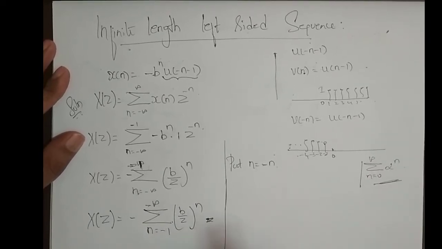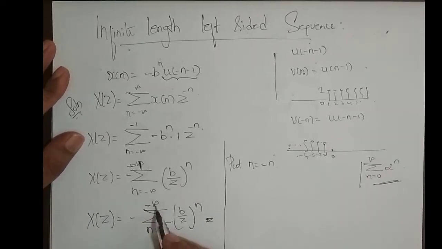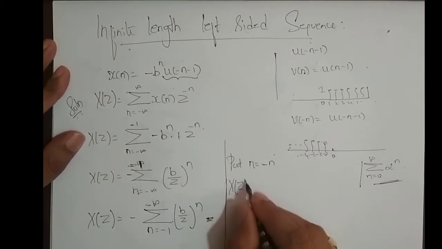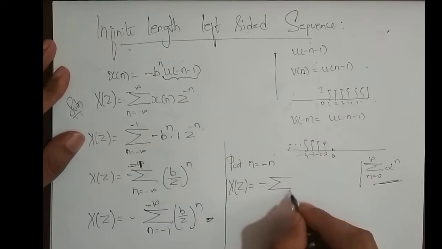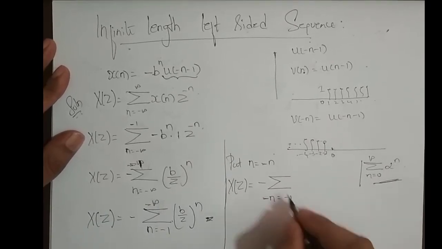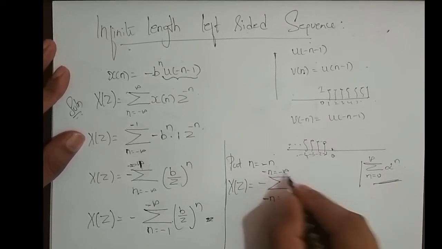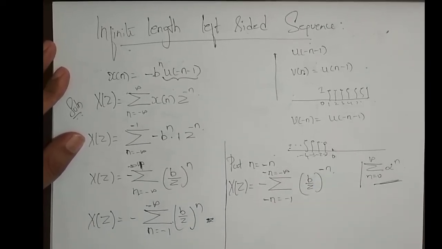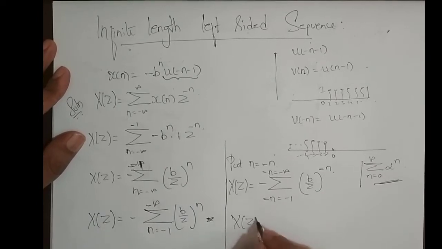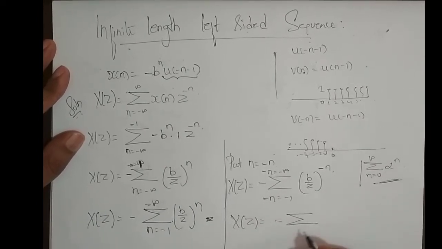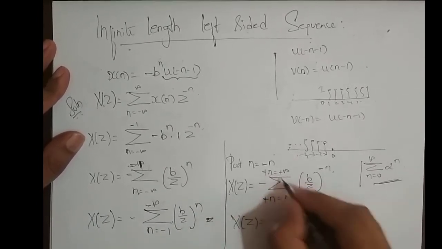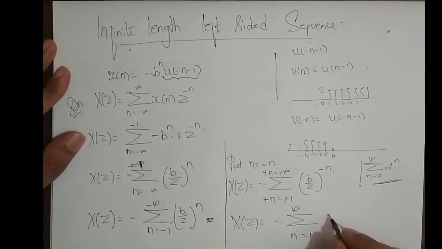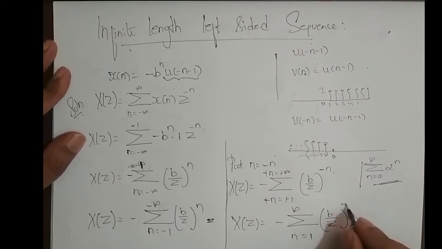I want this equation in this form, so I want this to be positive infinity. For that reason, I am making n equal to minus n. So what do I get? X of z is equal to what? Summation n from minus 1 to minus infinity, (b by z) whole power minus n. Okay, so x of z is equal to minus of summation, so the sign cancels out, n varying from 1 to infinity, (b by z) power minus n.